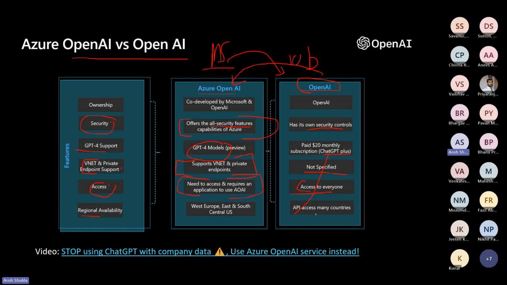But now you can see that for API access, OpenAI has covered many more countries. But I think if you have a security requirement, the number one service will be Azure OpenAI. Okay, that's something I want to share with you. This is something very important to take note of.